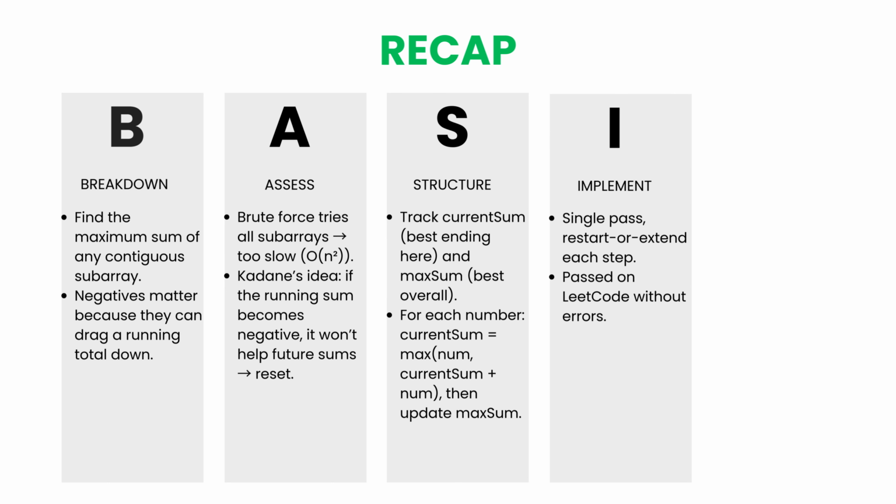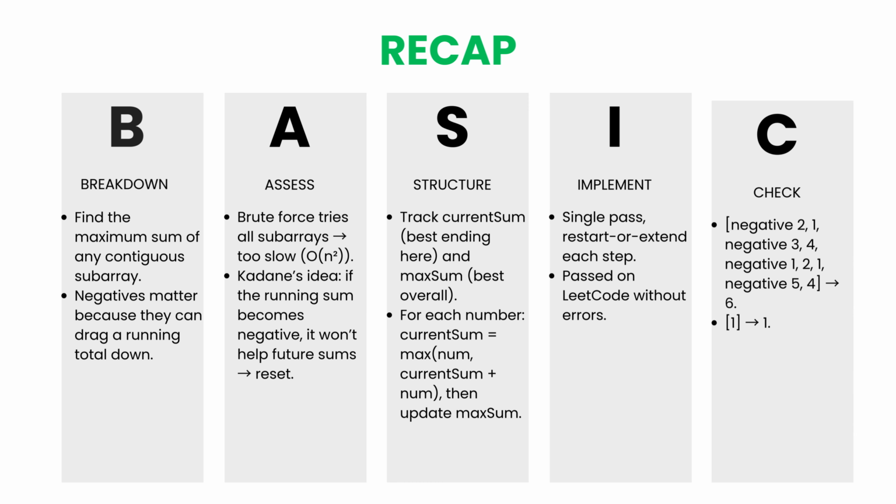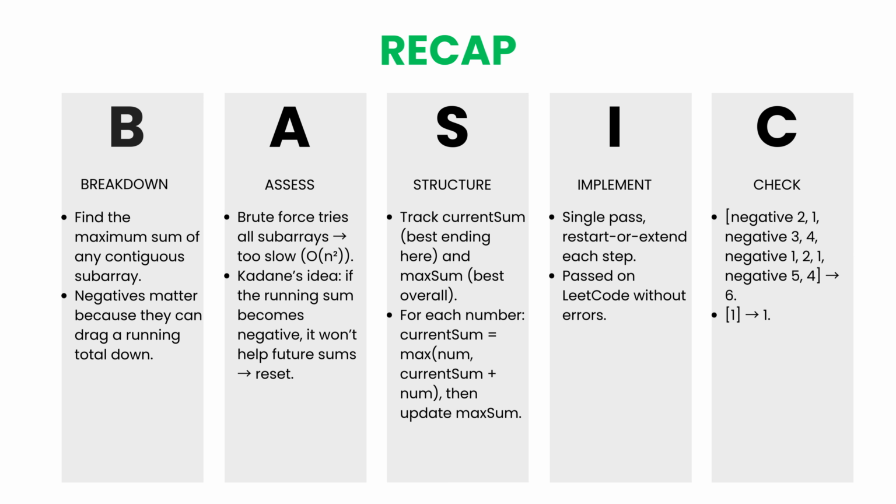We implemented the approach successfully on LeetCode without errors by processing one element at a time and making that simple restart or extend decision. The logic stays minimal, but it captures exactly how you'd reason through the problem step by step. We validated correctness with LeetCode test cases. On the sample input, -2, 1, -3, 4, -1, 2, 1, -5, 4, the algorithm correctly produced a maximum sum of 6, matching the expected output.